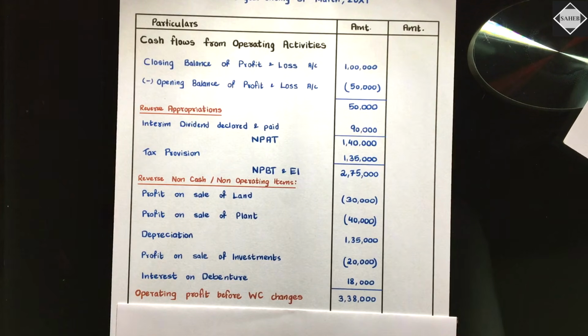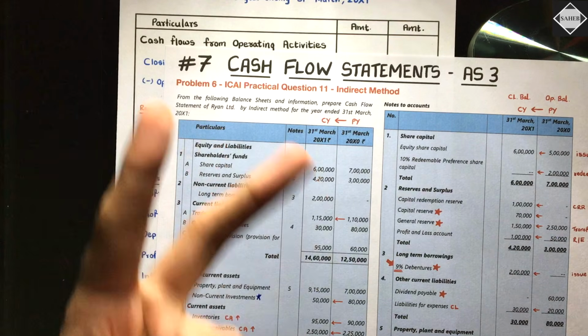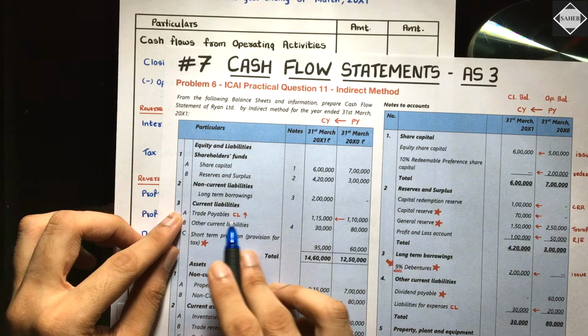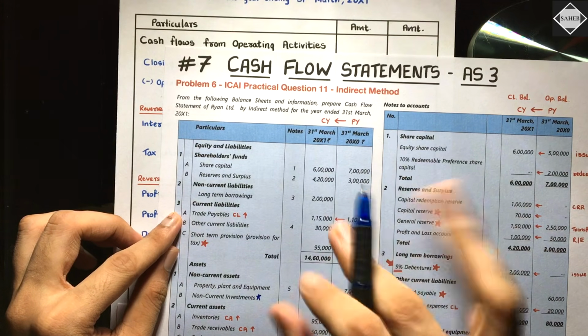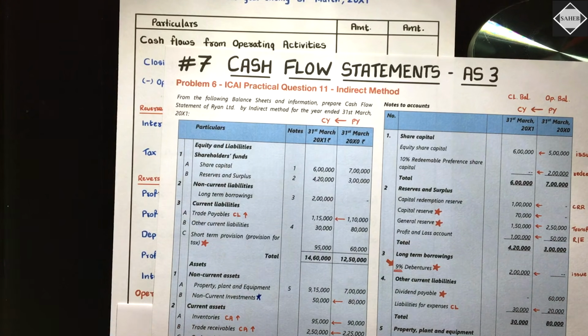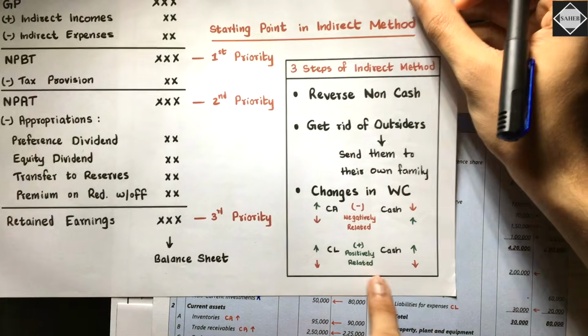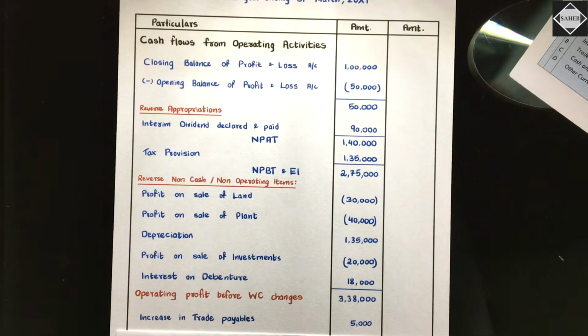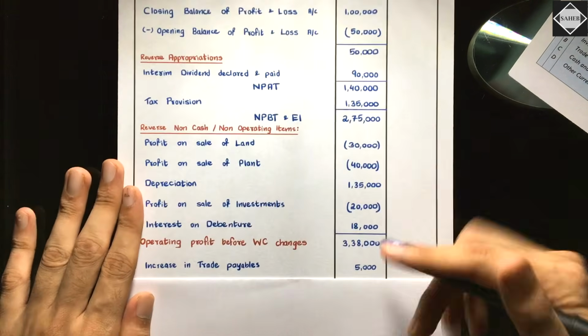Now, according to the indirect method, you have to do working capital changes, right? So how to do that? Go to the balance sheet and find the operating current assets and current liabilities. Sequentially, we have current liabilities over here. Trade payables, a current liability, is increasing by 5,000, from 1,10,000 to 1,15,000. Current liabilities are positively related to cash. If they are increasing, cash is also increasing, so we have to add this. Increase in trade payables, 5,000, positive.